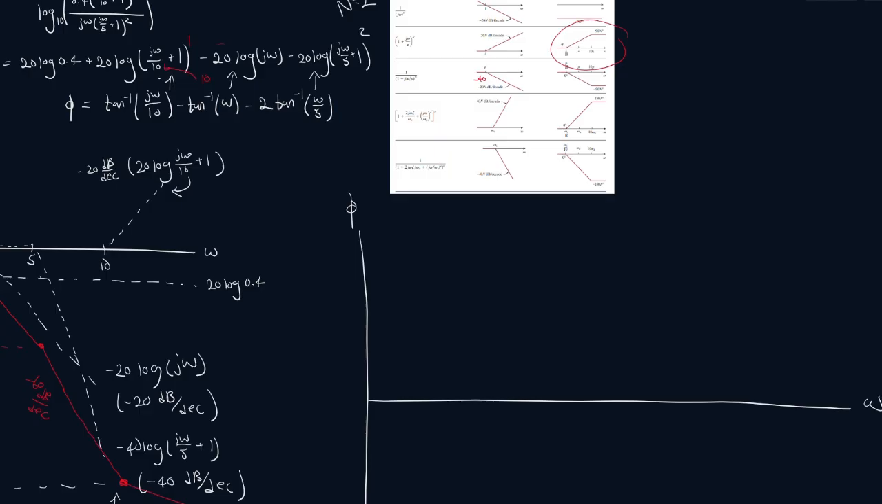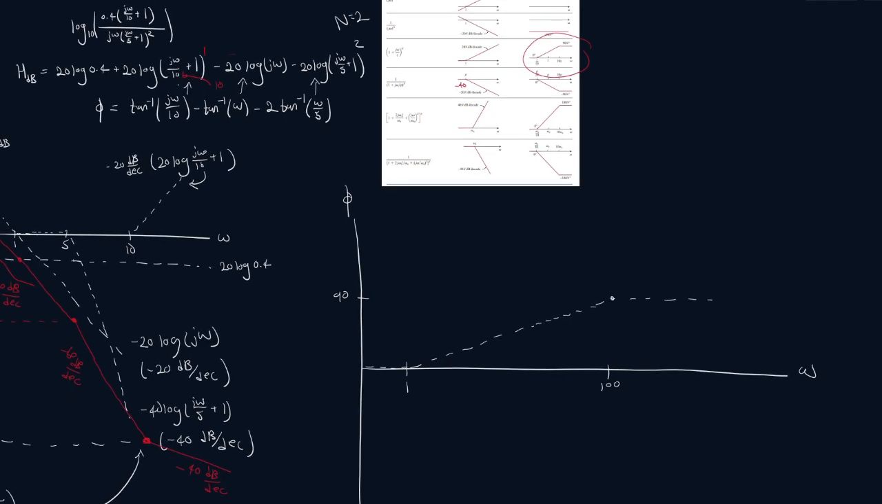So let's draw this. So this is 1, 100, and this is 90 degrees. So it goes like this, all the way up to here, then like this. Hold on, let me draw this more properly. There we go. So that's that done. So this is going to be tan inverse of w over 10. I should not have added that j. There you go.